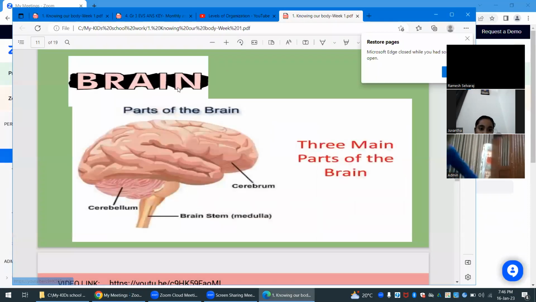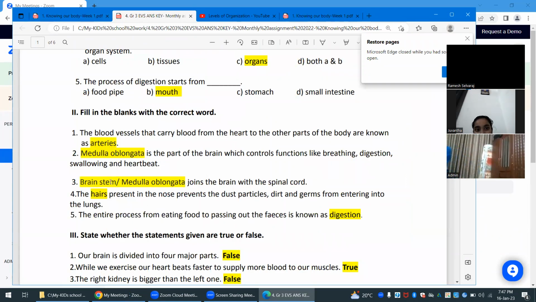So now the question is, the brain stem or medulla oblongata joins the brain with the spinal cord, right? They would ask like, dash joins the brain with the spinal cord, means you have to write brain stem or medulla oblongata joins the brain with the spinal cord.